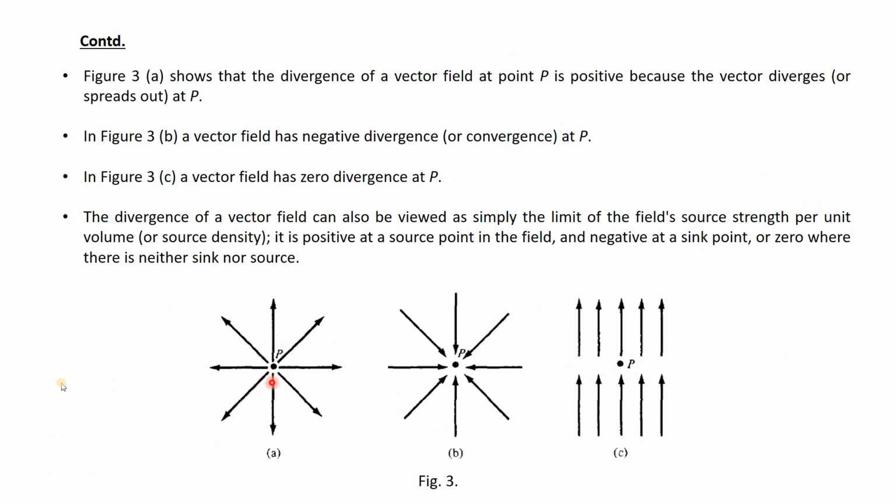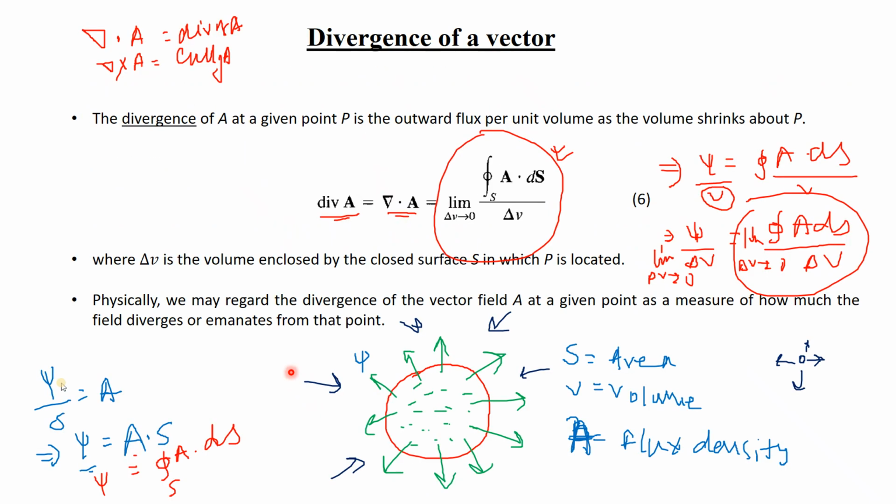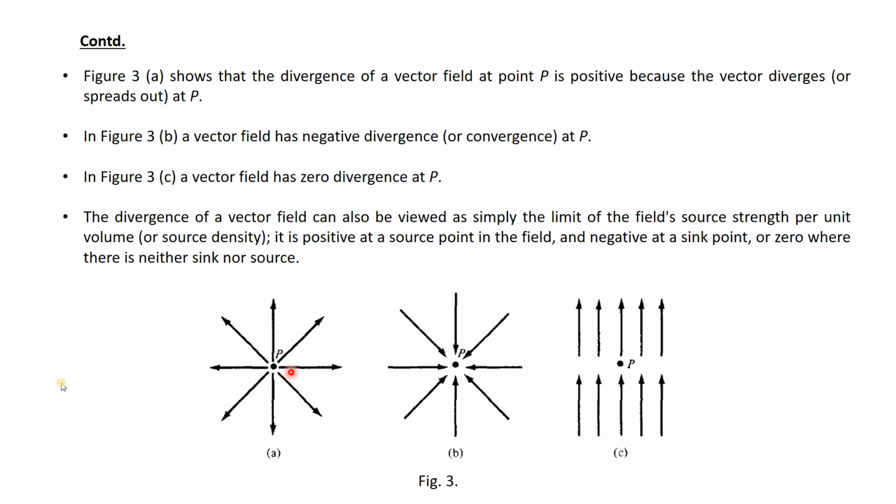This will be easier for you if you see these three figures. Okay, suppose in figure 3a there is a point P. You can see the fluxes, the vector, coming out of that particular point P. So that means at this point there is a divergence. It says how much the field diverges from a point. That means this particular field diverges from a point. So divergence is visible over here.